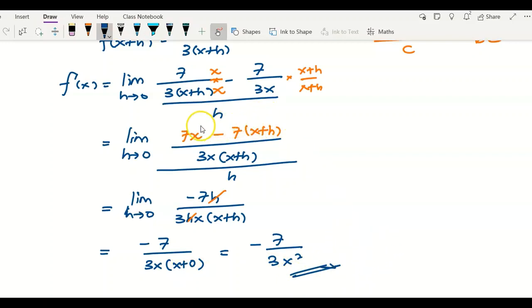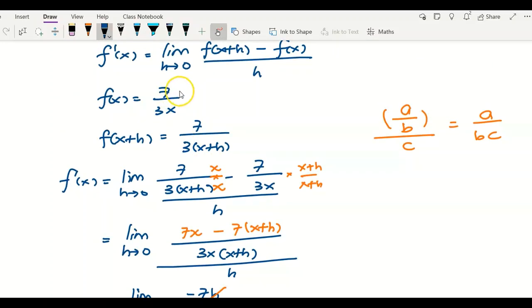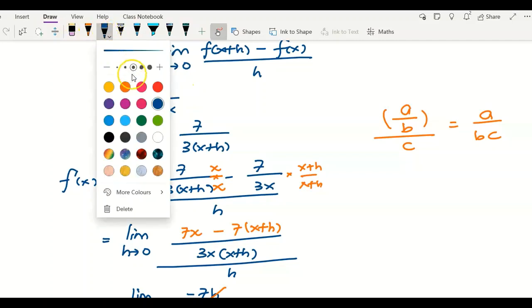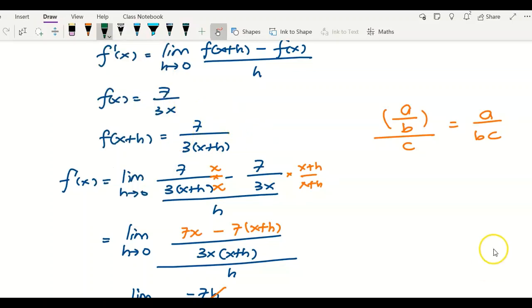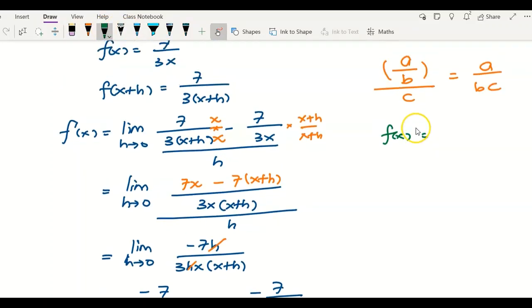And you may check the answer by using the techniques of differentiation. So f(x) given as 7 over 3x. Let's find out if we use a technique of differentiation, see what we'll get. Given f(x) is 7 over 3x. So this 7 over 3 as a coefficient, just write down, and you have x to the power of negative 1.